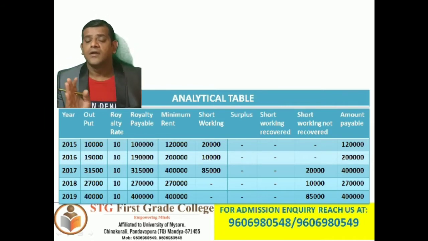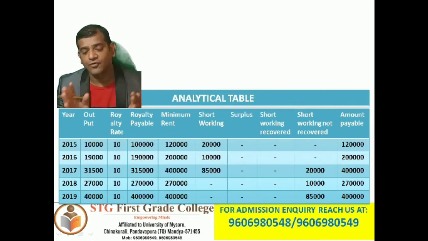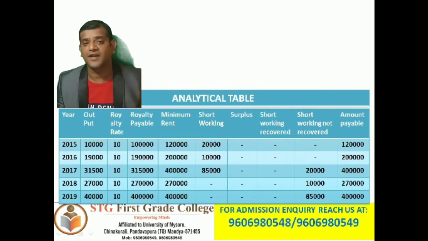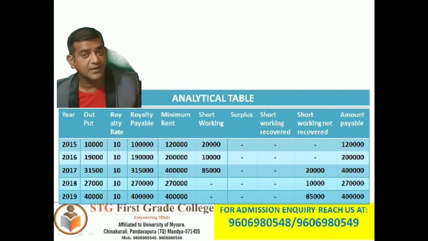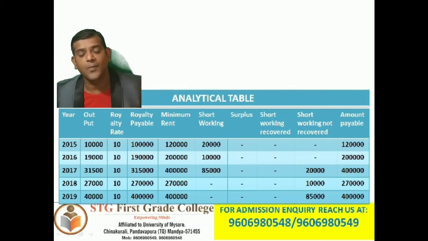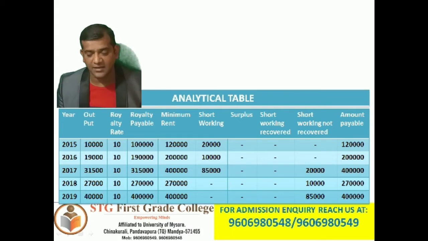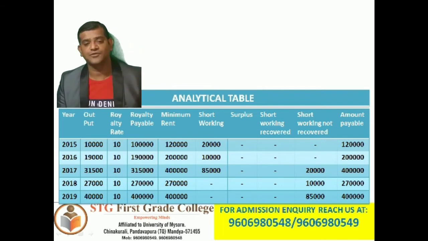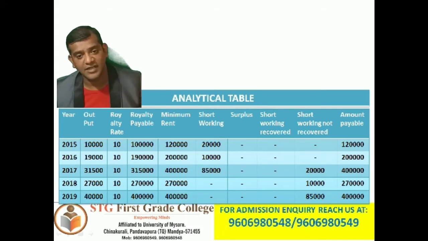So you need not worry. Whatever output you got, whatever the amount you got, you show it directly as minimum rent. You need not mention 4 lakh here, because there is a provision in the agreement. Clear? So actual output will clear the obligation of minimum rent. That is what he said. So according to that information, 27,000 into 10, that is 2,70,000 is royalty payable, and minimum rent also 2,70,000.